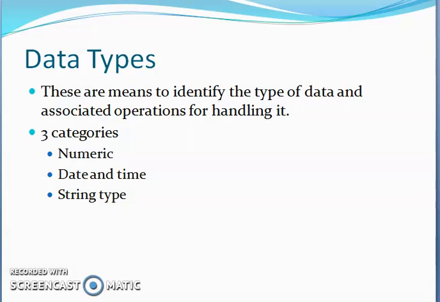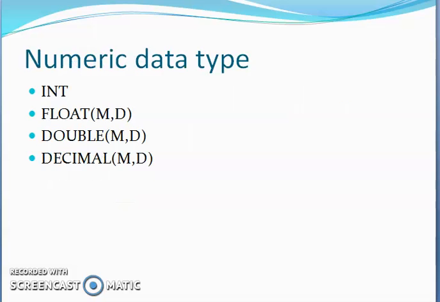There are three categories in data types: numeric data type, date type, string type. First one is numeric data type. In numeric data type, there are four types: int, float, double, decimal. Int means a normal sized integer that can be signed or unsigned.